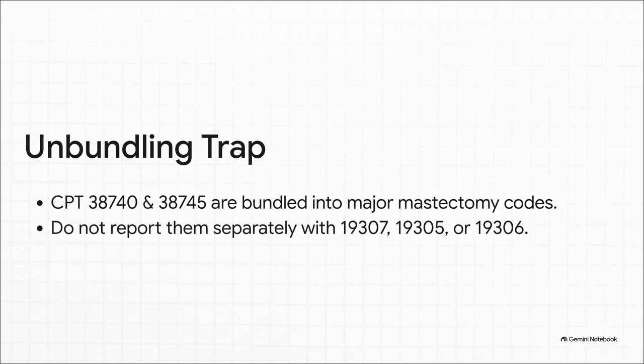Separate lymphadenectomy codes, specifically 38740 and 38745, are strictly bundled into your major mastectomy codes 19307, 19305, and 19306 when performed on the ipsilateral or same side. Why? Because those mastectomy code descriptions literally already state, including axillary lymph nodes. Billing them separately is a direct violation of coding guidelines, so don't do it.